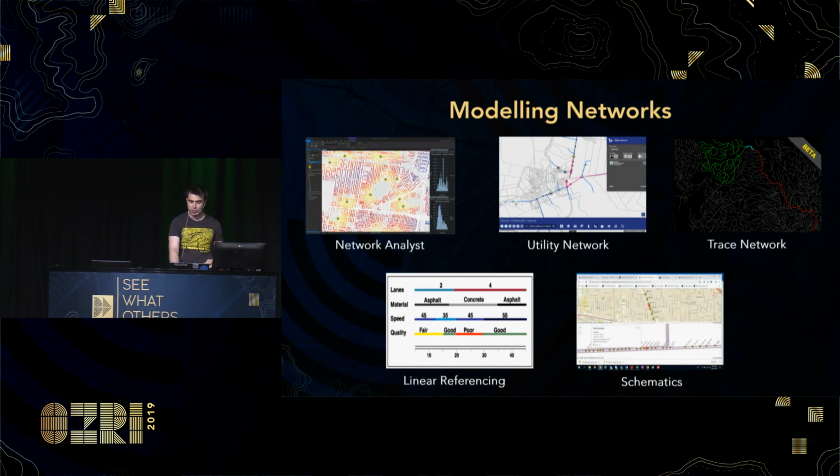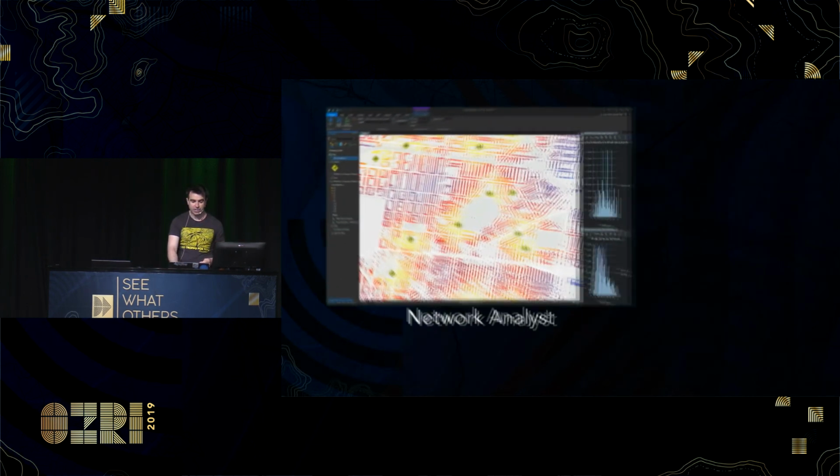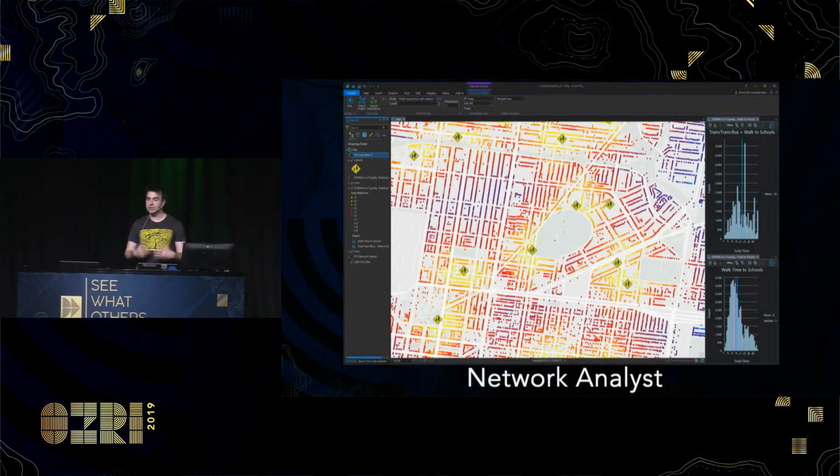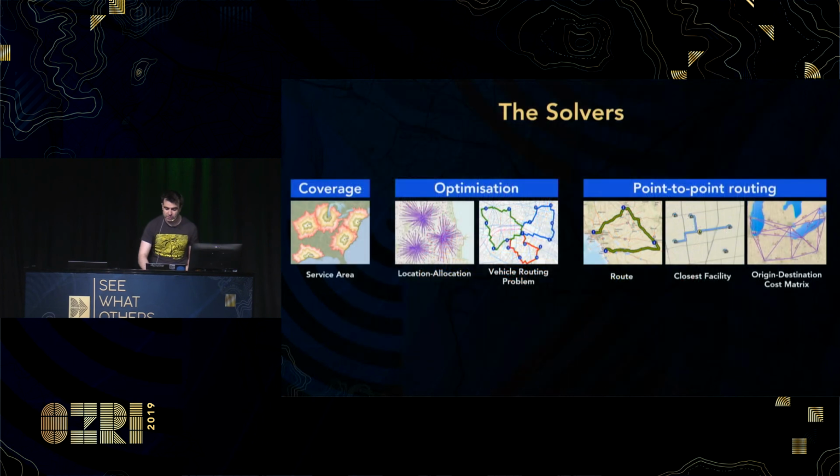But this session is going to focus on the Network Analyst extension. Now this is targeted at modelling transportation networks, and this could be anything from pedestrians being routed around a convention centre, right the way through to road trains being routed across Australia. Network Analyst includes a range of tools. These tools are called solvers.